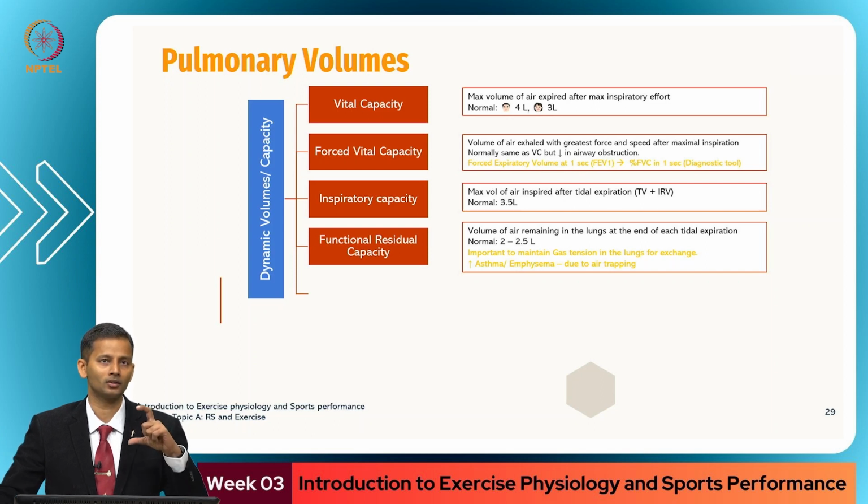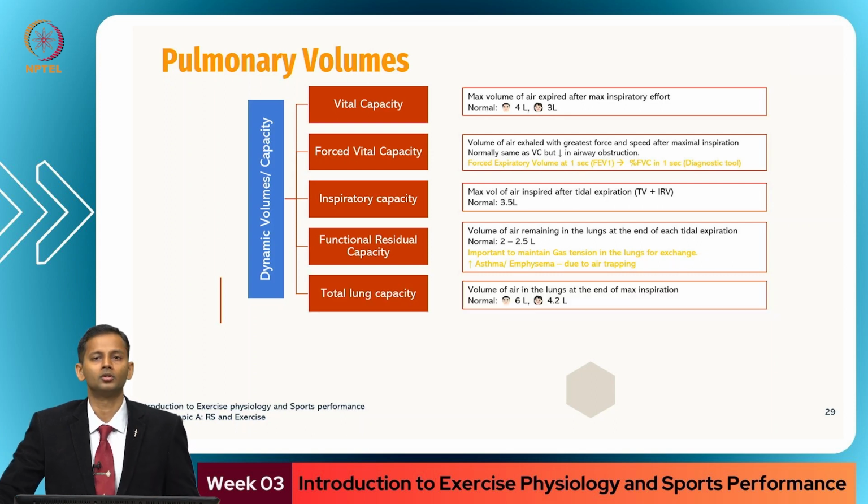This functional residual capacity may increase in certain conditions where the lung is hyperinflated. Say, in obstructive lung disease, you may have inflated lungs where the functional residual capacity may increase. So combining all these capacities, the total lung capacity is the volume of air in the lungs at the end of maximal inspiration. Normally it is about 6 liters in males and 4.2 liters in females.